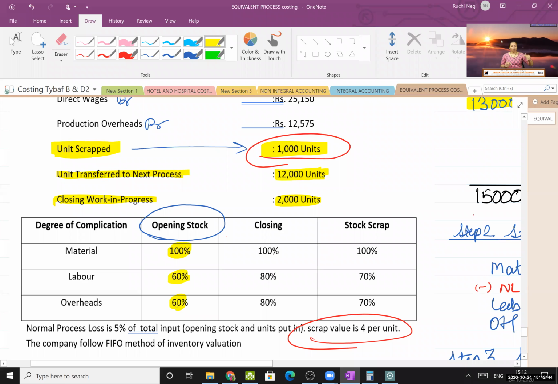It is not degree of complication, it is completion. There's a misprint in the question. Now see the degree of completion. Now students be attentive. How much is the opening stock? 100, 60, 60. Okay, now listen carefully. This 100, this 60 and this 60. Now this opening stock, opening WIP, which is a closing WIP of the last process, in process 2 I will convert it into finished goods. Understood? So what is its degree of completion?